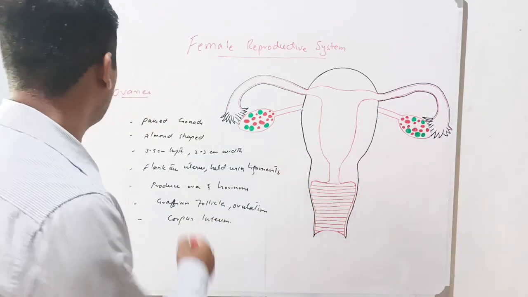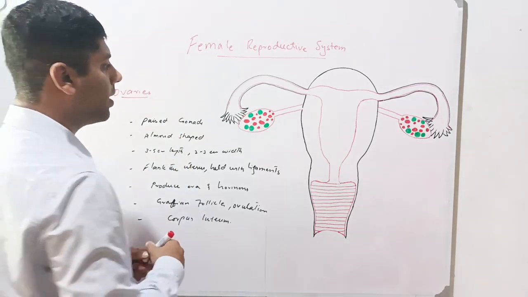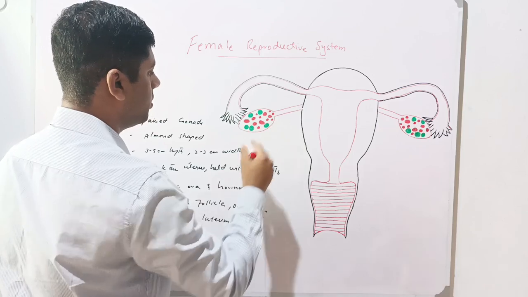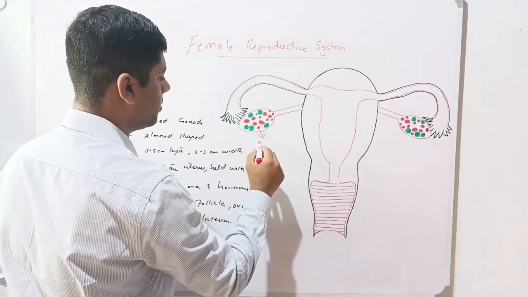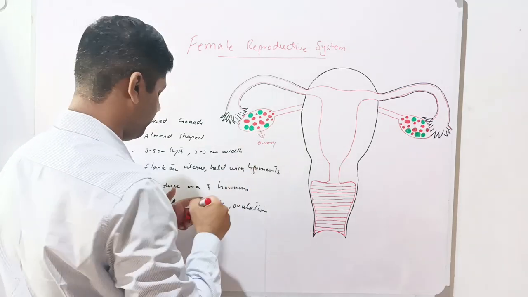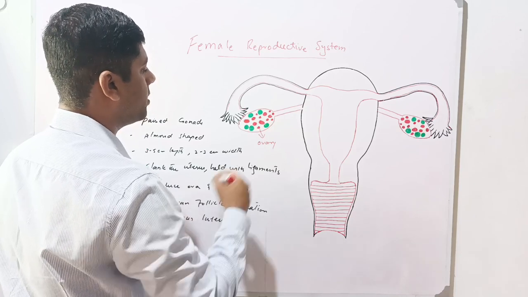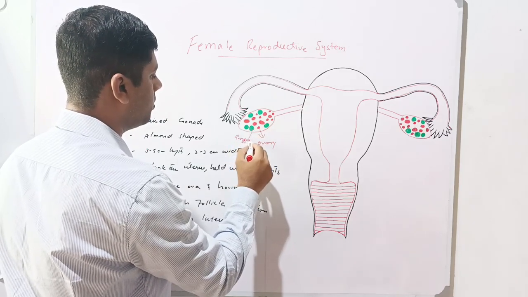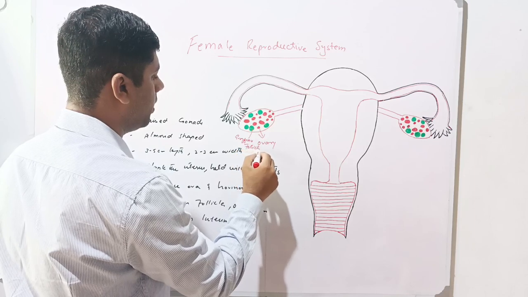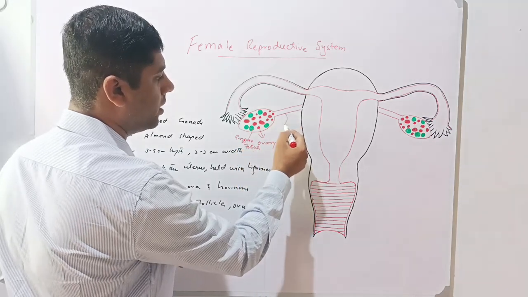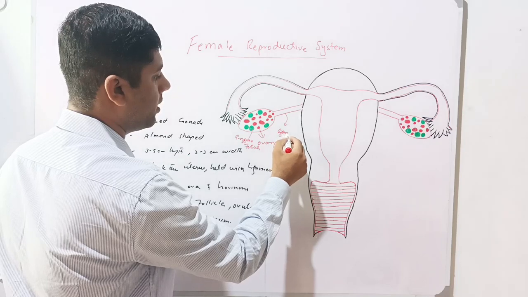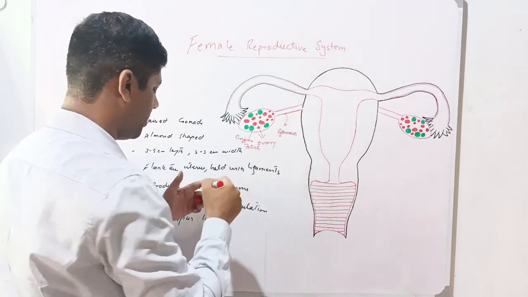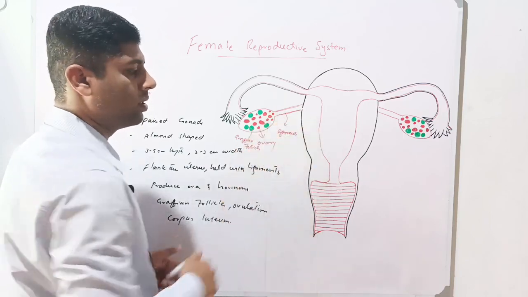So the first one is the ovary. Ovaries are paired organs, as you see in the diagram that these two are the ovaries. So these are paired gonads. Ovaries contain tiny sac-like structures called Graafian follicles, and ovaries are attached with ligaments to the uterus. So these are the ligaments which attach the ovaries to the uterus.